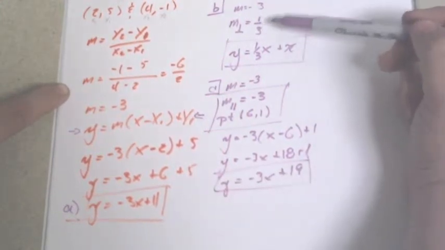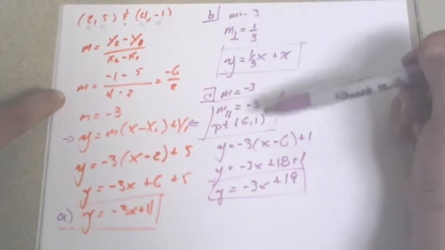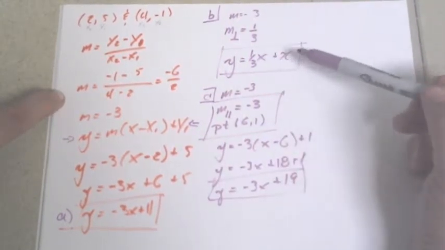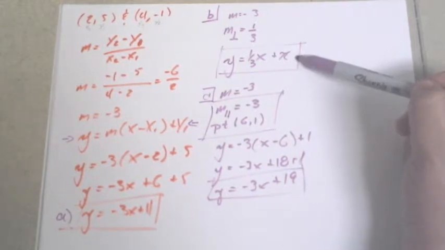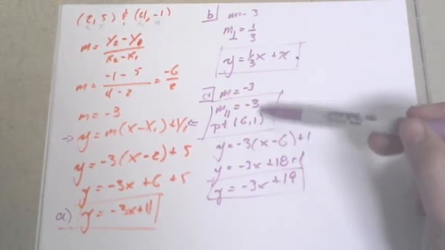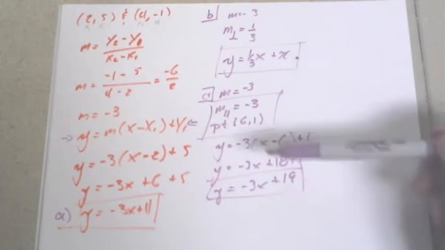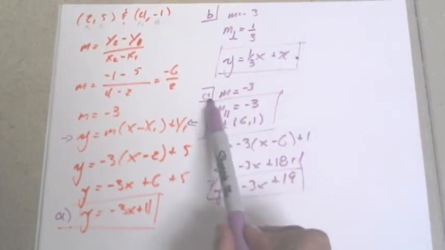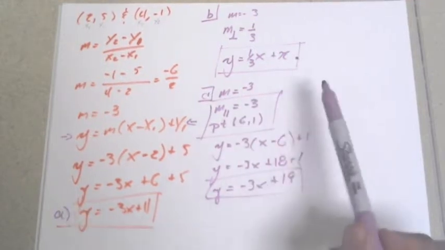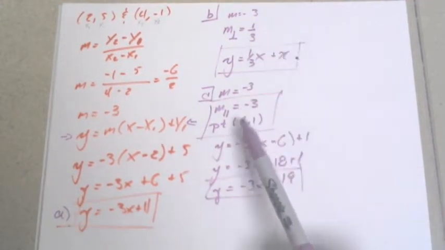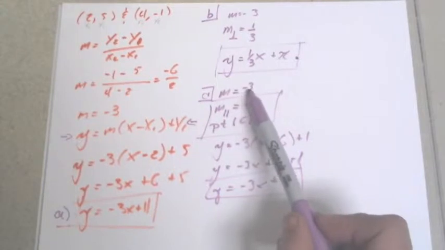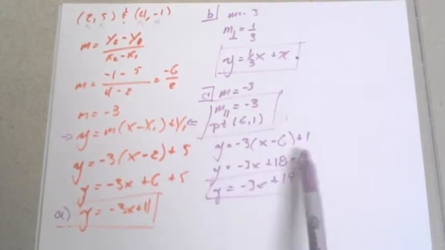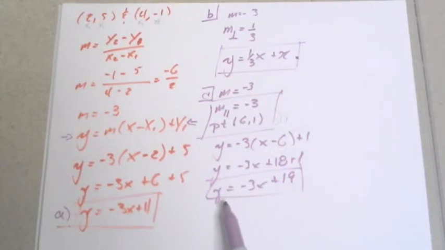If this perpendicular one had also given us a point to go through, we'd have used that point and done the same thing. The big difference here is it just wanted anything perpendicular. Here it wanted a particular parallel. If this had been reversed and it said give me a line that's parallel to the line in part A, then we'd have done the same thing. It would have been y equals negative 3x plus anything. But it had to go through this point, so we had to use that point to build our line.